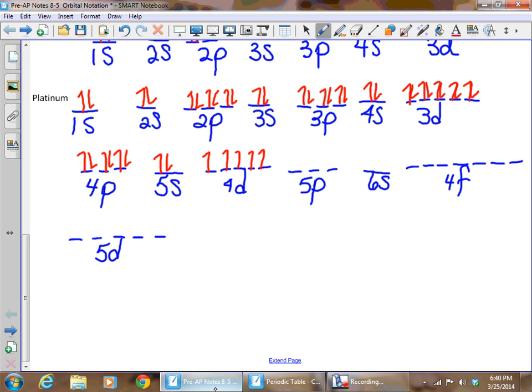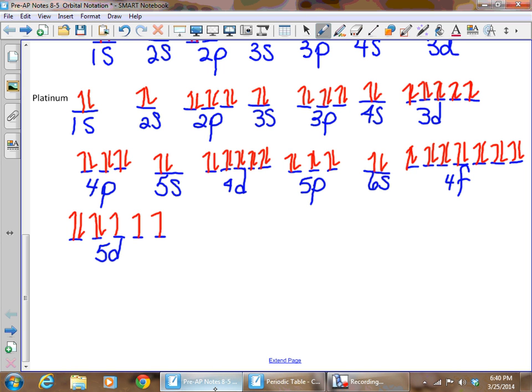So fill all of those up. And I think you can see the reasoning for drawing half arrows now. Finally, we get to the 5D. Remember, there are 8 electrons in that 5D. The first 5 are going to go in individual orbitals, and then we'll go back and start doubling up. So we've done 5, 6, 7, and 8, and that is the orbital notation for platinum. In our next lesson, we'll look at how to assign quantum numbers to these elements.